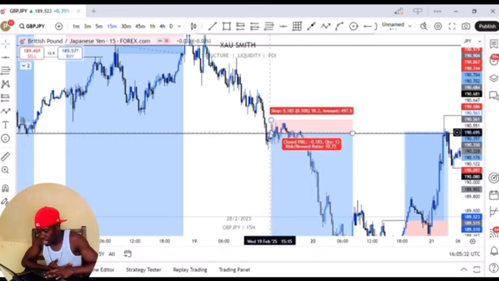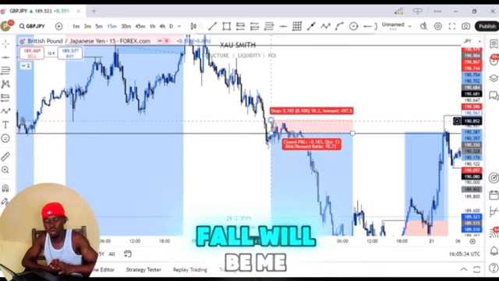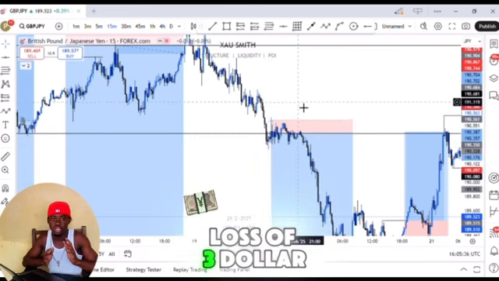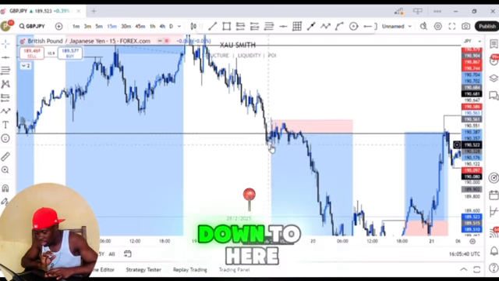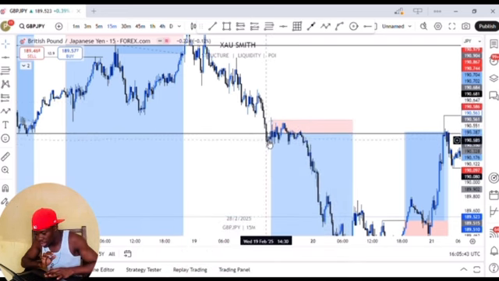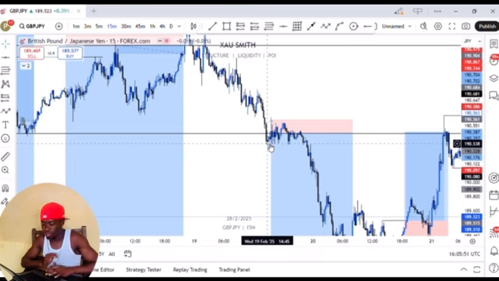So when I added one, I have to make sure that those 2 trades will be in a loss of $3, not more than that. So when price gave me a little bit of profit down to here, because after this candle closure, I put my entry here. I kept my entry here. Then price came back to tag me and gave me a little bit of profit. Then I added another trade.